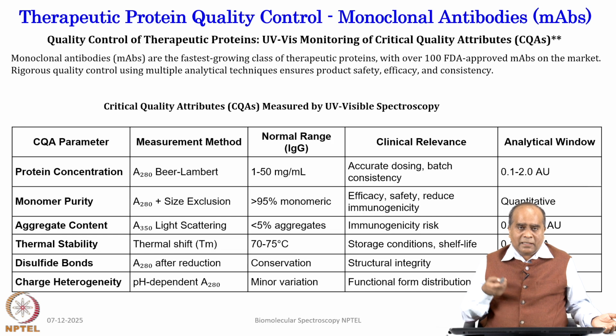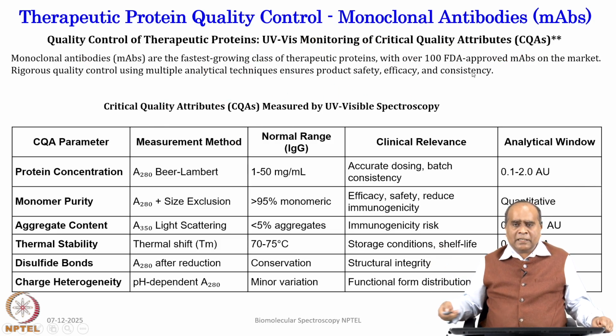So, therefore, quality assurance and quality control, QA and QC, are very important, and that can be monitored by UV visible. So, one can monitor something called critical quality attributes, which ensures the quality of a therapeutic antibody. So, MABs, as we know, are the fastest growing class of therapeutics. Over a hundred FDA approved MAB drugs are on the market, and rigorous quality control is required for any analytical technique to ensure the product safety, efficacy and consistency.